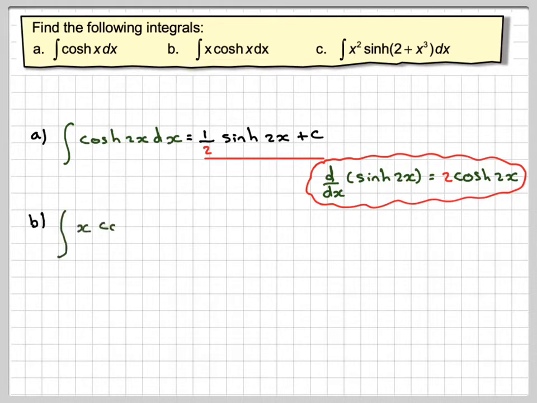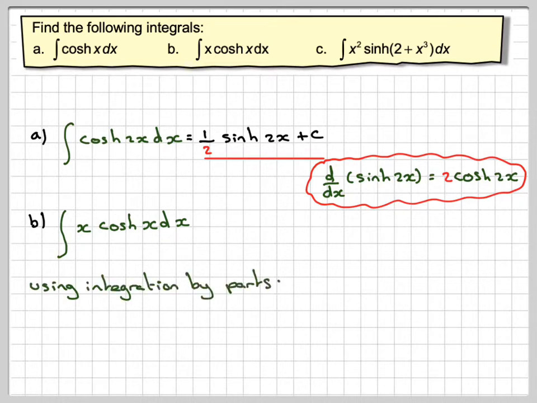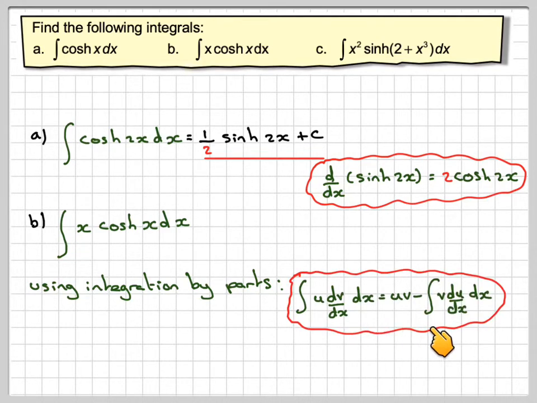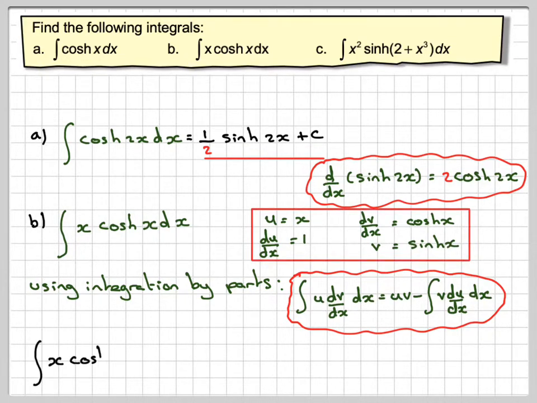The integral of x cosh x dx, well, this is a product, so it probably needs to be done by integration by parts. So integration by parts says that the integral of u dv by dx dx is equal to uv minus the integral of v du by dx dx. So we're going to let u be equal to x, and then if we differentiate that, because we'll need that here, we'll get 1. And we're going to let dv by dx be cosh x, and if we integrate that, we're going to get sinh x. Right, so the integral of x cosh x dx is going to be u, which is x, times v, which is sinh x, minus the integral of sinh x times 1 dx.